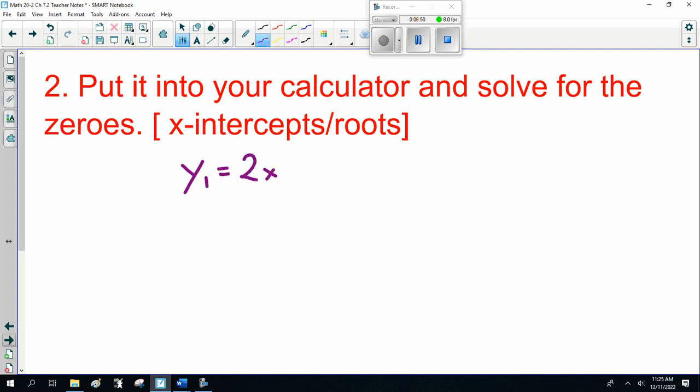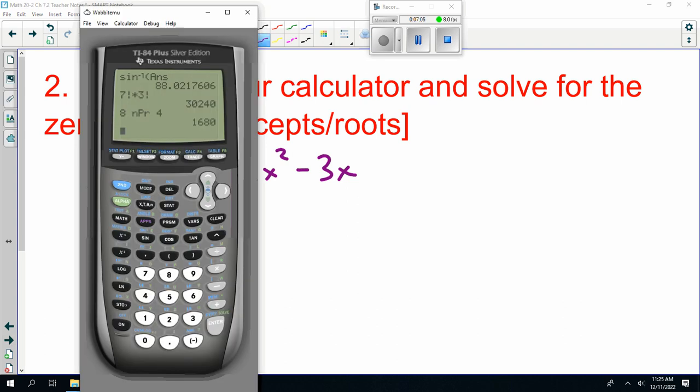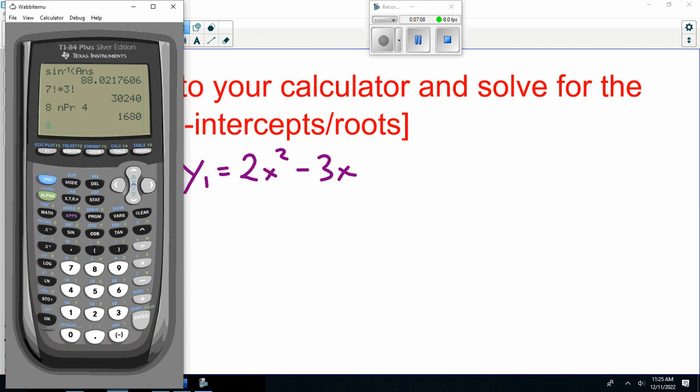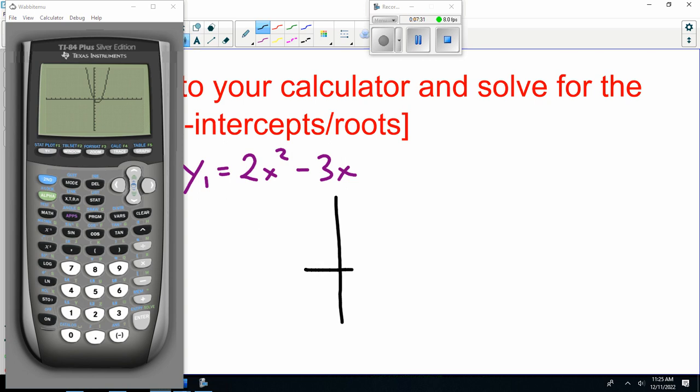y1 equals 2x squared minus 3x. So graph it. My windows are minus 10 to 10. Graph it properly. Now, you'll notice here, the x-intercept solutions are zeros, where it crosses the x-axis.